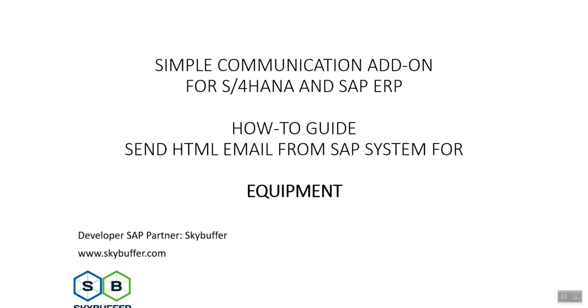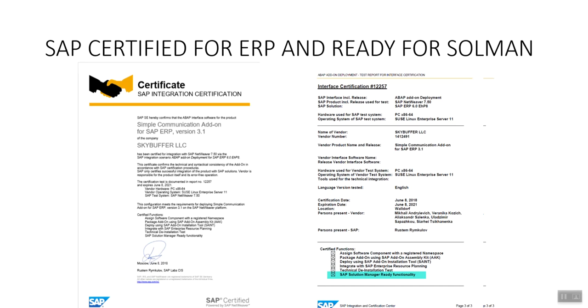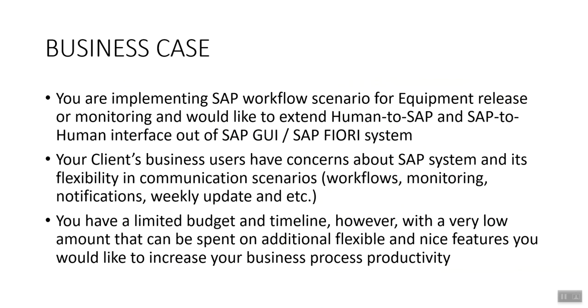This how-to guide is meant to make you acquainted with the main peculiarities of the Skybuffer Simple Communication add-on implementation and show how simple it is to send a notification email from the SAP system for an equipment document using our SAP certified solution. The Skybuffer Simple Communication add-on is officially certified by SAP for the ERP system version 3.1 and is ready for Solution Manager 7.2.